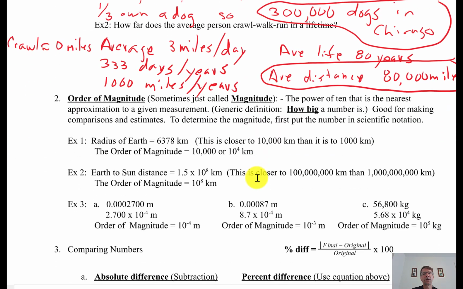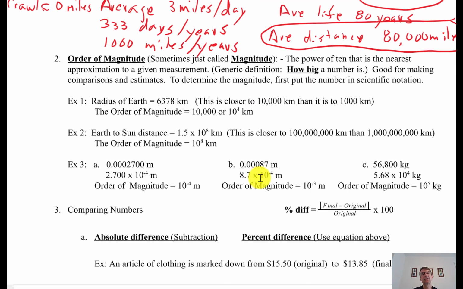All right, order of magnitude. Sometimes order of magnitude is called just magnitude. It's the power of 10 that is the closest approximation to a given measurement. I'm going to give you some examples here. Basically, it's an estimation technique to come up with how big a number is.